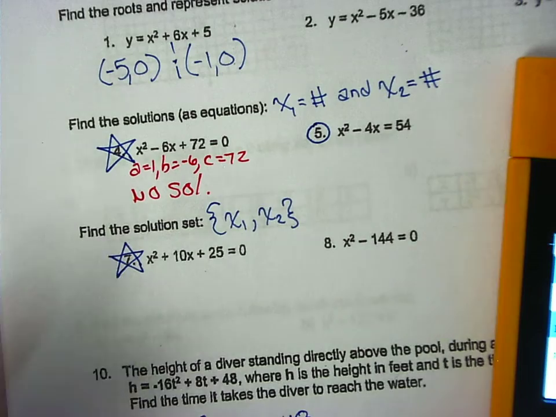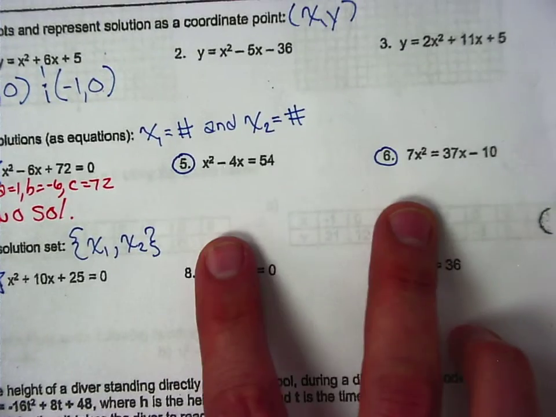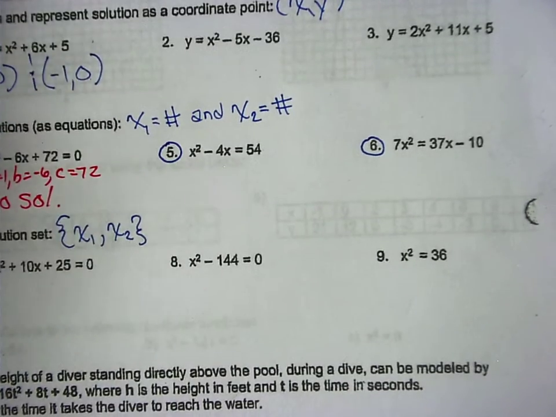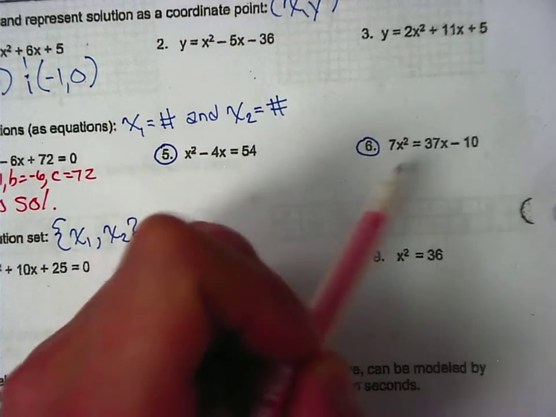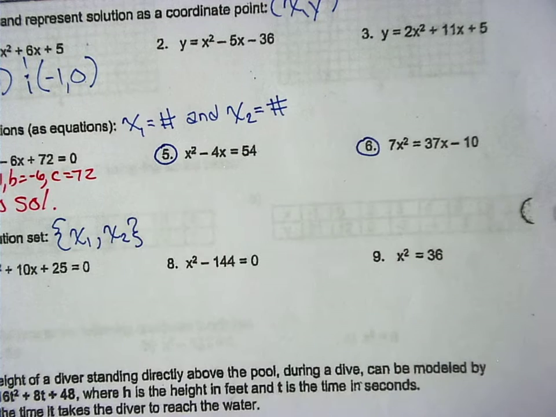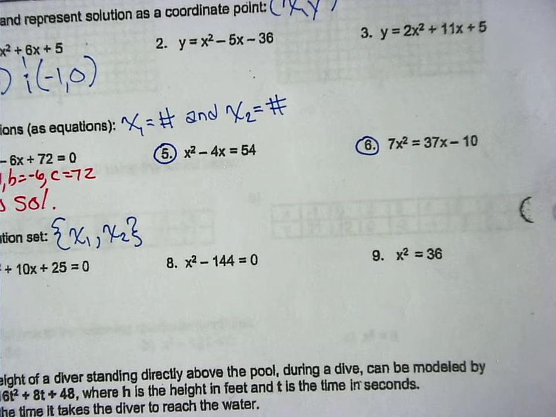For number 5, and number 6 actually, these two, make sure you put them in standard form. They have to equal 0. That means you have to move this 54, and you have to move the 7x squared to the other side of the equation before you can use them in your calculator.